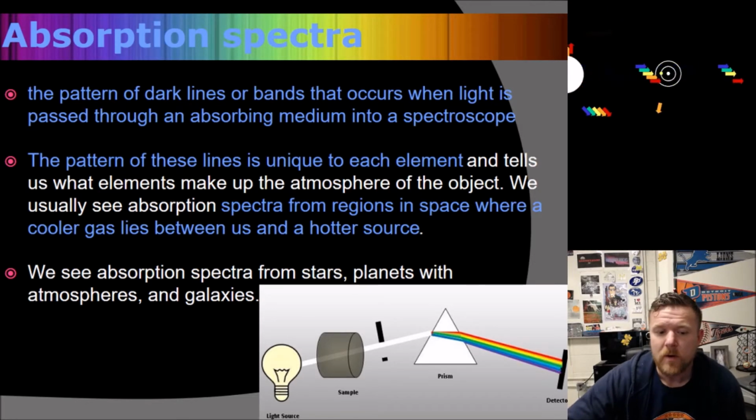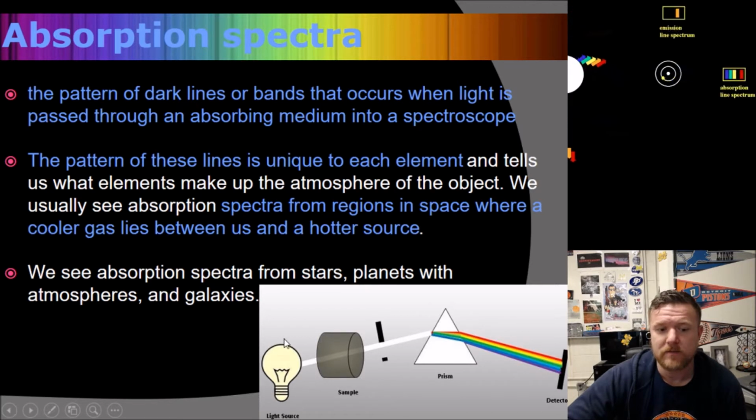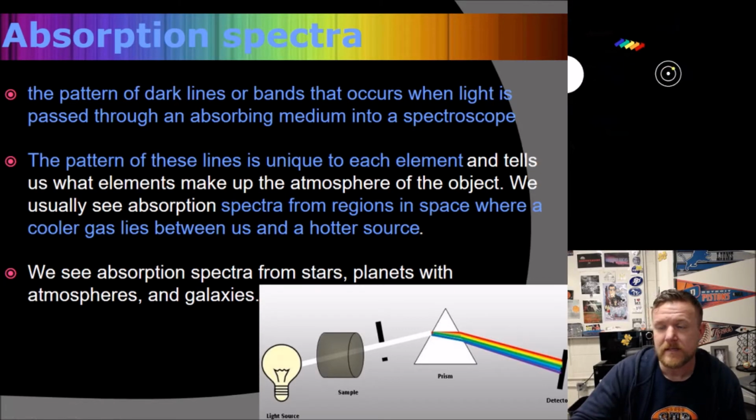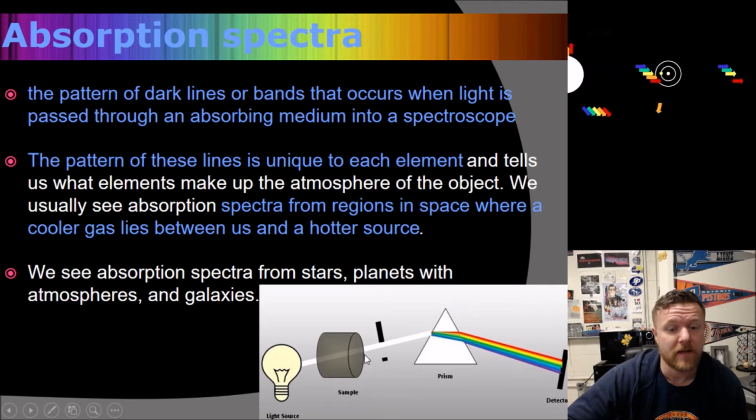And the reason that this works is because this light source would be giving off a continuous spectrum. This continuous spectrum coming from this object is going to go through a colder cloud of some element. That gas cloud is going to absorb, based on which element it is, very specific wavelengths of light. So the light that then passes through does not have those particular wavelengths of light in it.